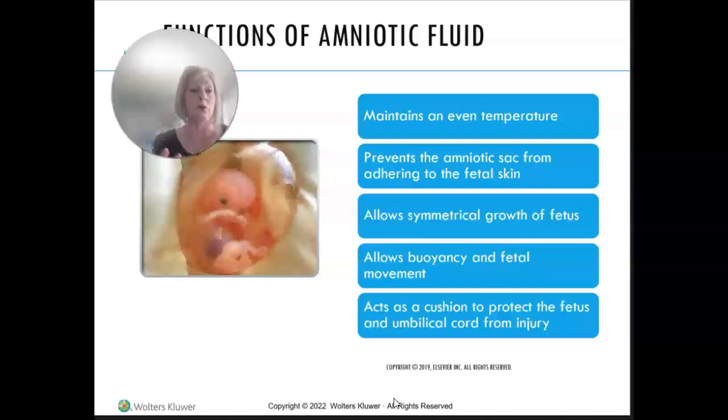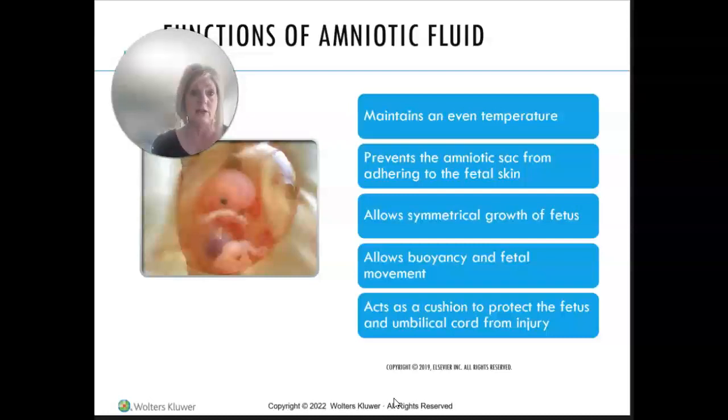It allows the baby to grow symmetrically. So the arms and legs and head and back, everything is going to grow symmetrically. And the baby's just going to bounce up and down. It also acts as a shock system for the baby. So if mom has a jolt, if mom falls, that baby's just floating in there and it doesn't cause any problems. It's a cushion for that baby and for that umbilical cord to protect that baby from anything. So that's pretty much the functions of our amniotic fluid.